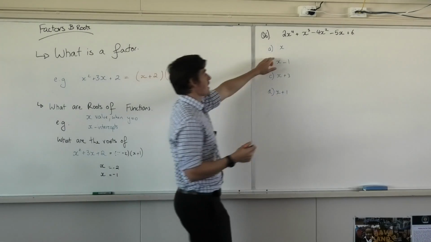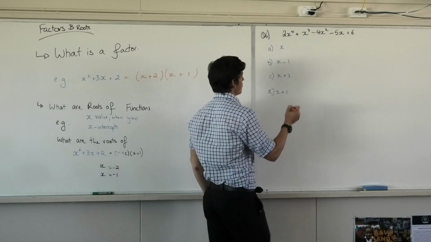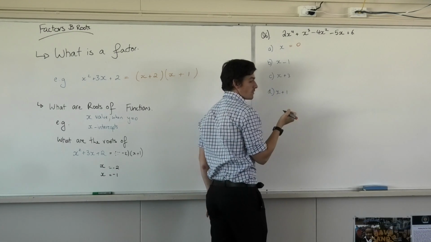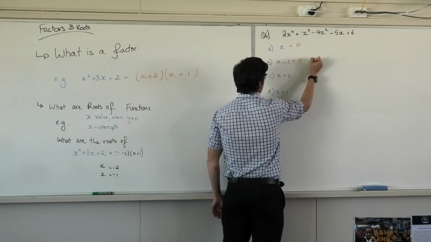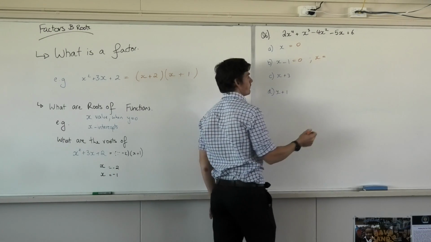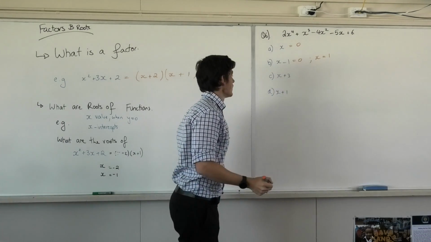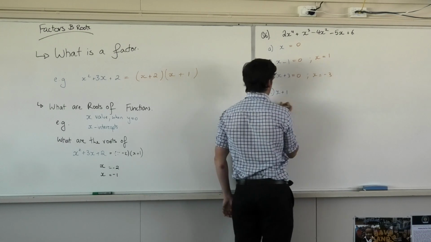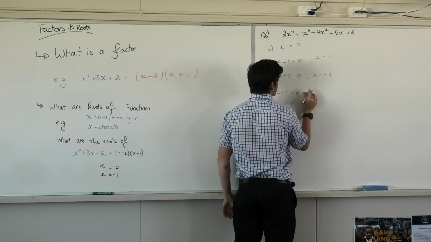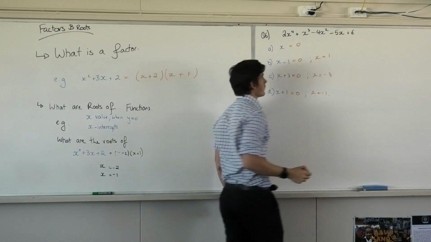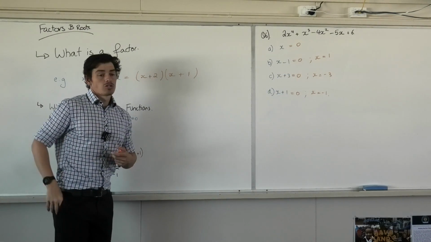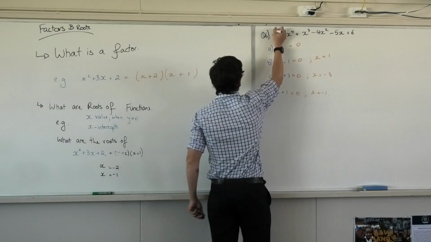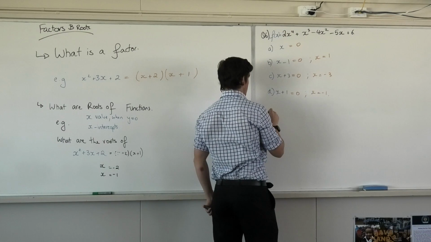In this scenario, what's x got to equal? x equals 0. We want x plus 1 to equal 0. What's x going to equal? Positive 1, correct? x plus 3 equals 0. What's x going to equal? And x plus 1 equals 0. x is going to equal? So to identify whether it's a factor or not, all we need to do is, if I call this f(x), sub each of those values in.